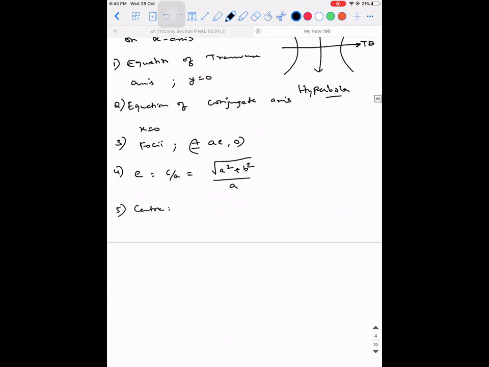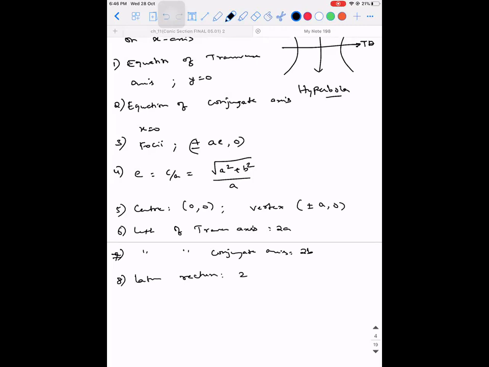Fifth, center. What is the center? 0 comma 0. Vertex: plus or minus a comma 0. Length of transverse axis: 2a. Length of conjugate axis: 2b. Latus rectum: 2b square divided by a. Clear? So with this, we are ready to solve the problems.